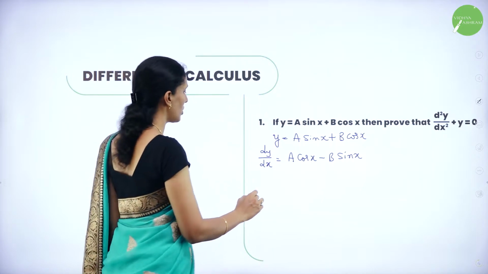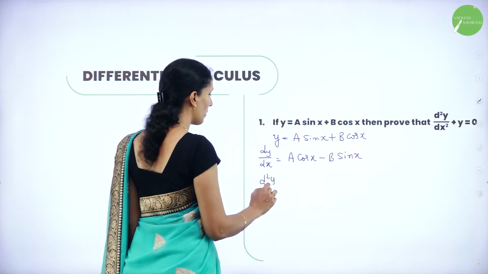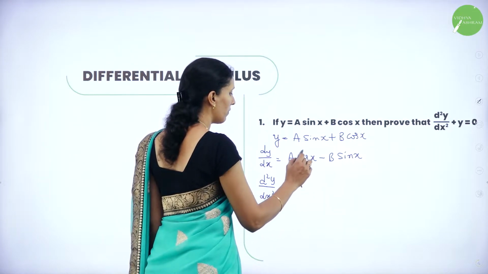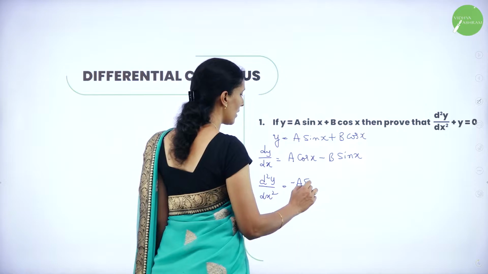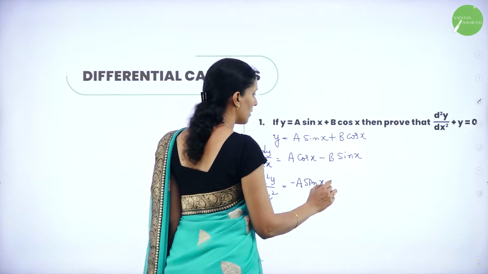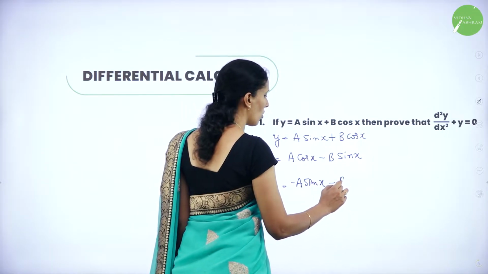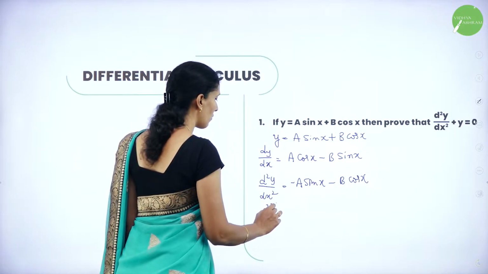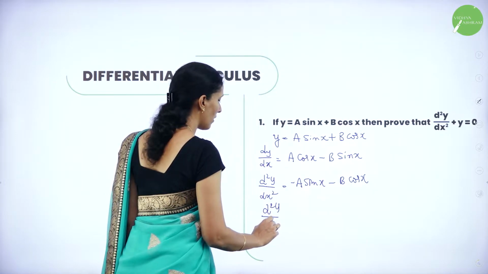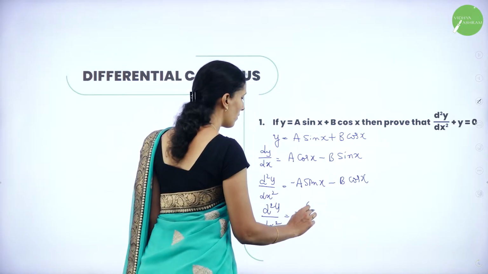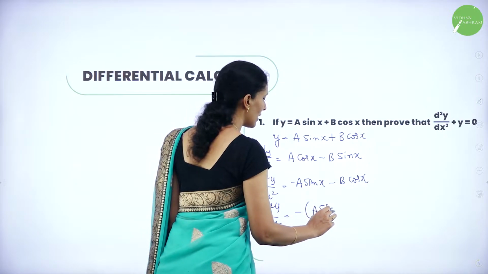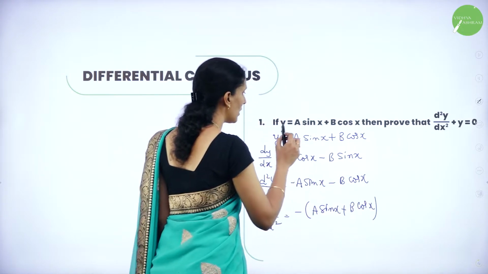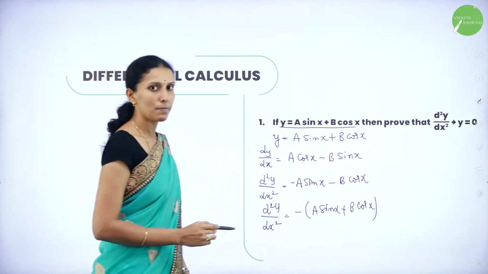So again differentiate it. So d square y by dx square: a is constant, differentiation of cos is minus sin, and differentiation of sin is cos. So now you have d square y by dx square. If you take minus as a common factor, you get a sin x plus b cos x. From the given, y is nothing but a sin x plus b cos x.